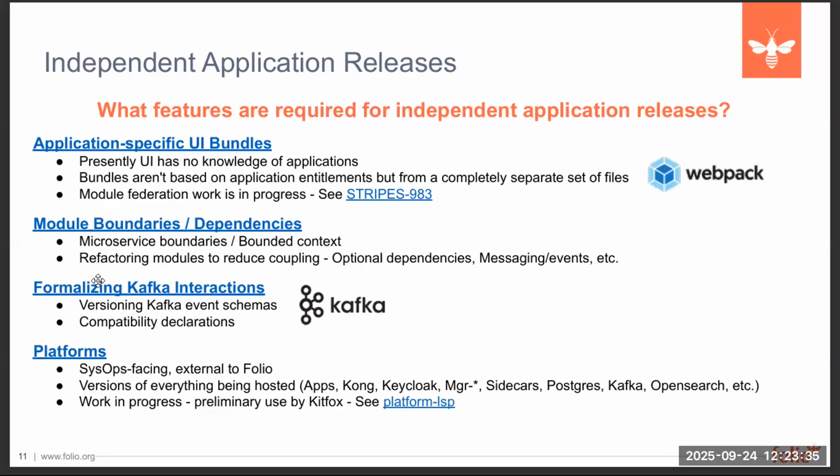So right now, Stripes doesn't know anything about applications, and there's this gap. When you build the UI for Folio, you feed it some files, package.json, stripes.config.js, and so forth, and those are completely separate from that tenant's entitlements. So you could generate a UI bundle that has certain versions of UI modules, but your entitlements say something completely different, and this mismatch is problematic.